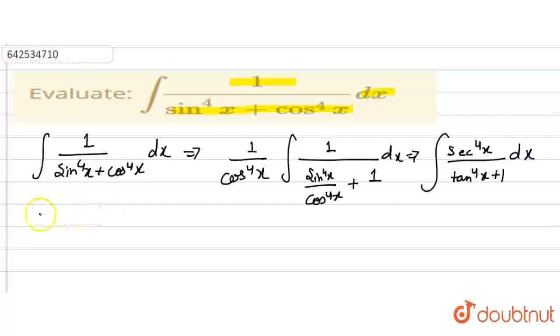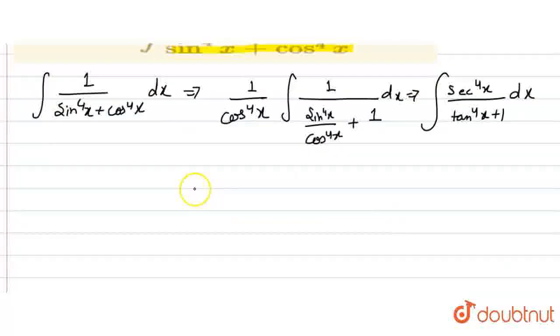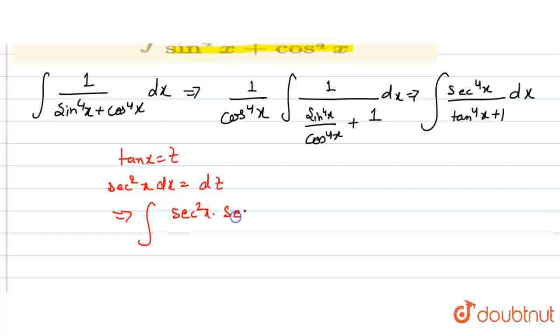What we are doing here is applying substitution. So see carefully the substitution part which I am applying here. We can write tan x is equal to t. Taking the derivative, sec square x into dx is equal to dt. So we can write this as sec square x into sec square x into dx divided by tan to the power 4x plus 1.